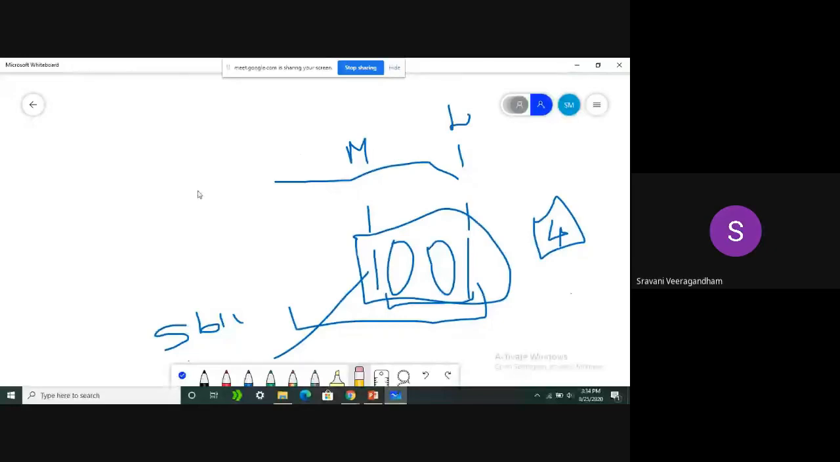Clearly, I am marking there. What is its value? Forget about the 4th bit. That is the sign bit. Consider these 3 bits only. What is its value? 001. What is its value? 1. Yeah, very good. 001 is nothing but 1.